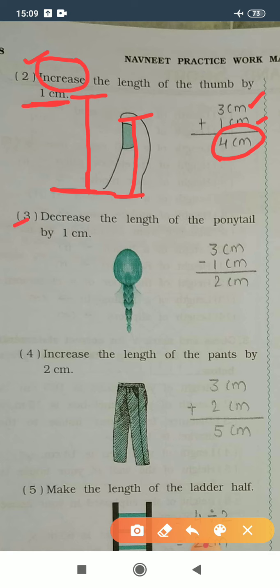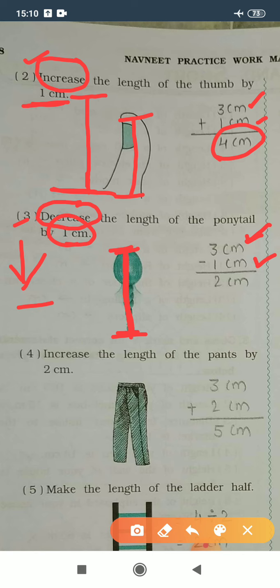Let's see question number 3. Decrease the length of the ponytail by 1 centimeter. So the length of this ponytail is 3 centimeters long. Here one word is given: decrease. Decrease means you need to subtract 1 centimeter from this total. So 3 centimeters minus 1 centimeter gives you 2 centimeters.